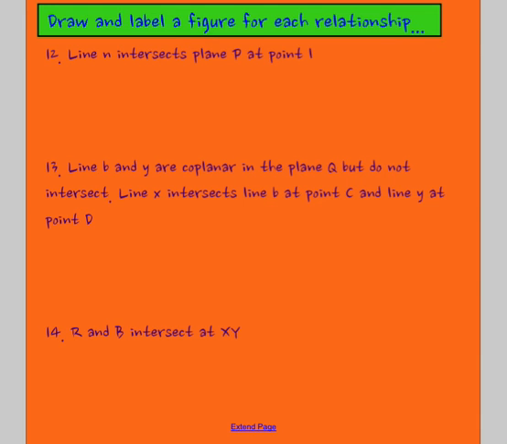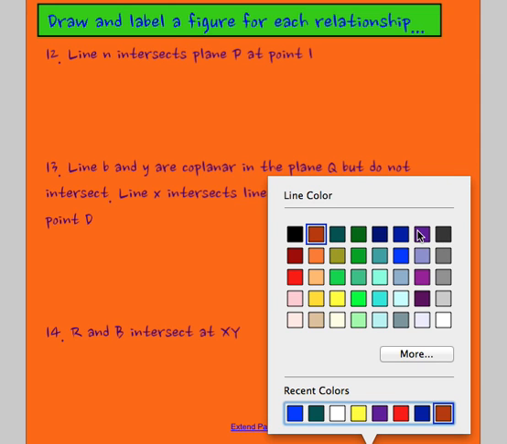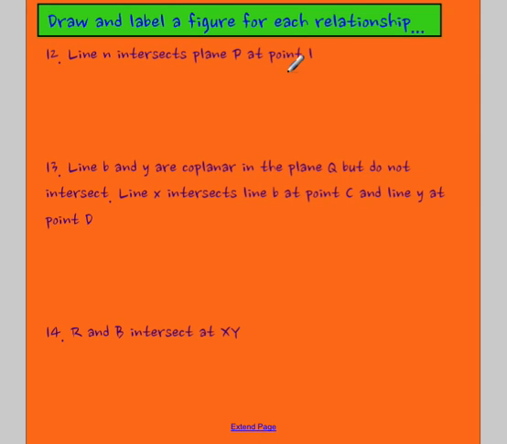Let's take a look at this next one. Draw and label a figure for each relationship. So first of all, line N intersects with plane P at point L. So first let's draw our plane. That's the first thing I'm going to do. Now I personally sometimes think it's fun to draw lines going through the plane. So that's what I'm going to do.